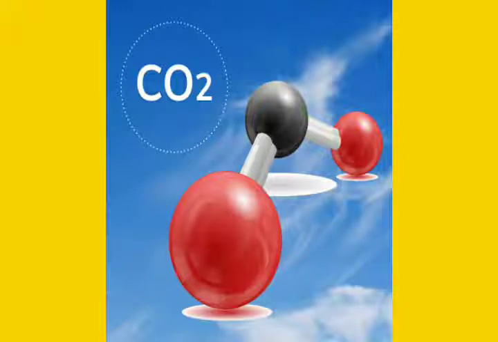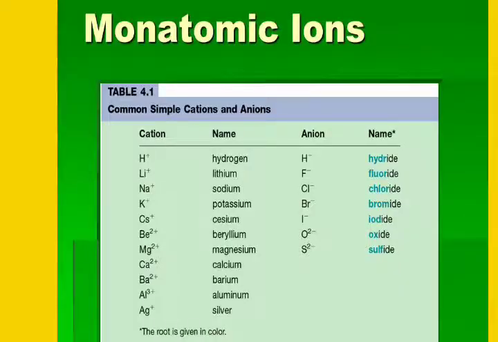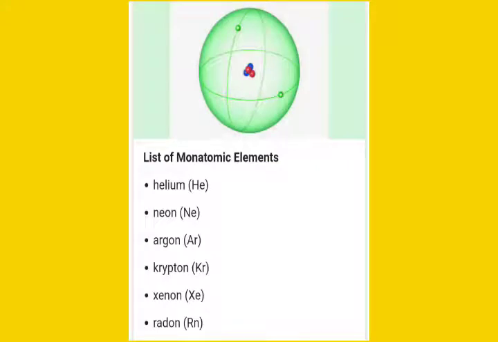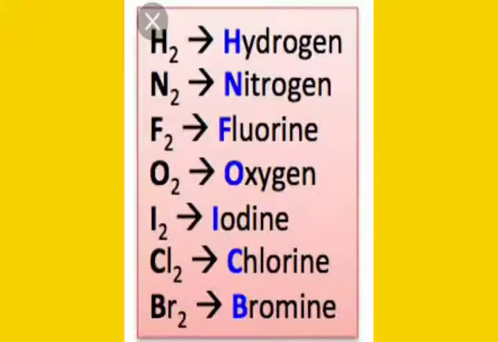Now, next is atomicity. The number of atoms in a molecule of an element is called its atomicity. Atomicity is of many types. The first one is monoatomic, which means a molecule is said to be monoatomic when it contains only one atom. For example, helium, potassium, sodium, calcium. Whereas a molecule is diatomic when it contains two atoms. Example, hydrogen, oxygen, nitrogen, chlorine.